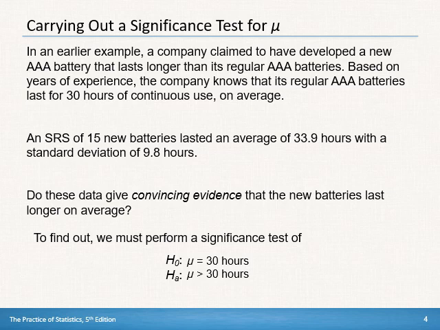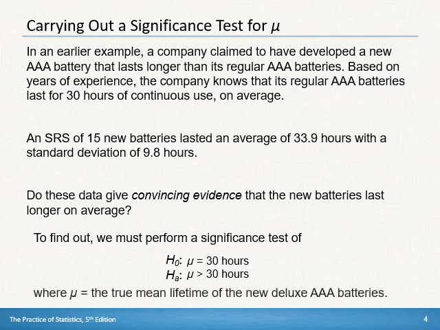And then one more last thing, we want to say what that mu is. So what is mu in this case? It's the mean lifetime of the new batteries, right? We know what the old one is. We're hoping that the new batteries last longer. So that's why the alternative says mu is greater than 30.